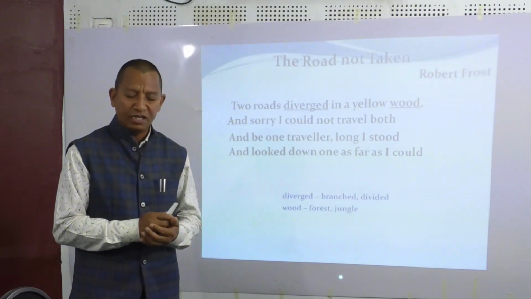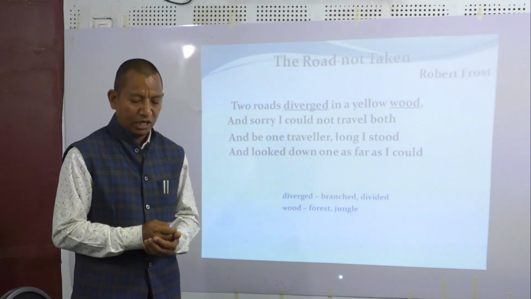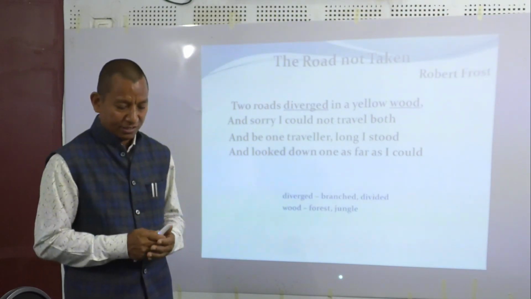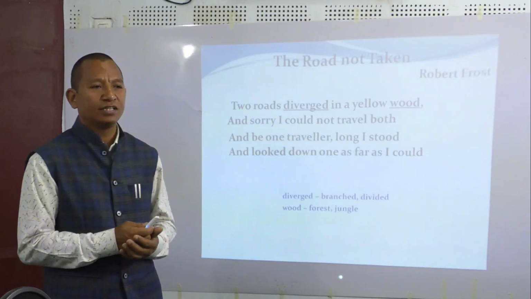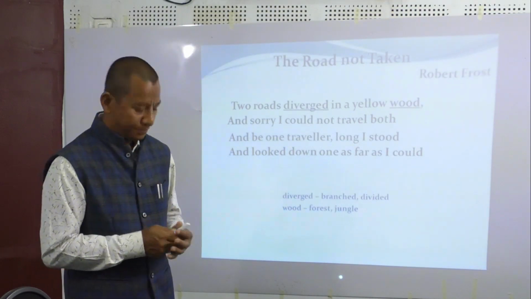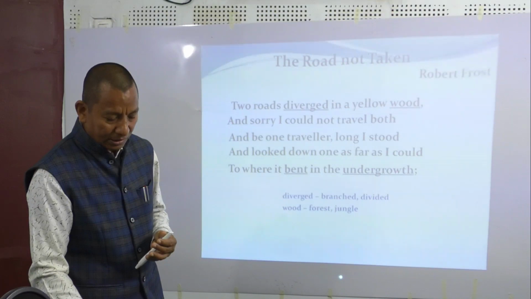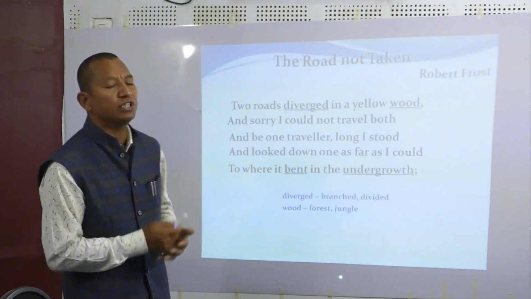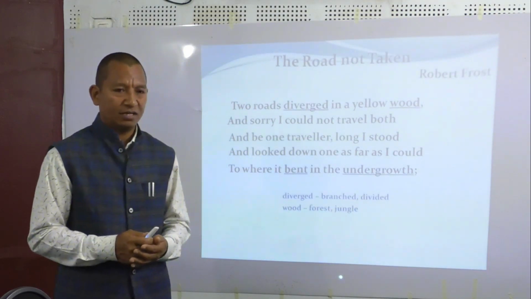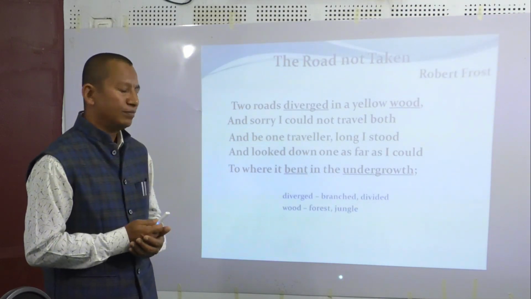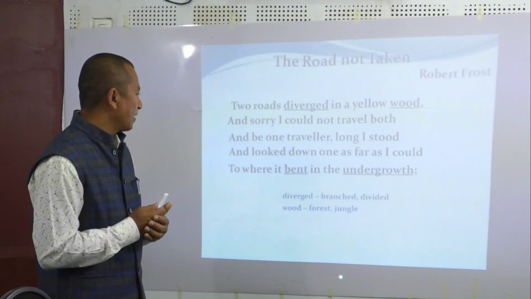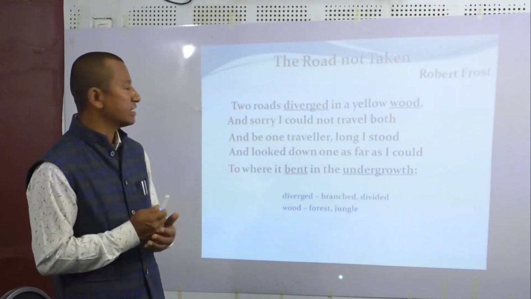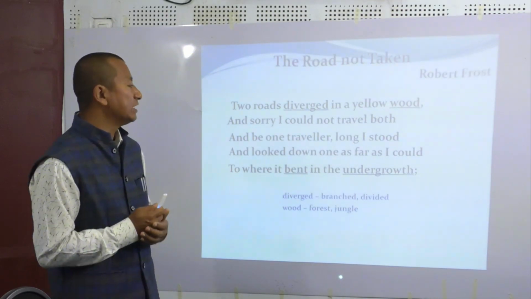So there he stands for long, looking down as far as he could. There he tried to think which road to go, to where it bent in the undergrowth. As he was in confusion, in a dilemma about choosing the road he has to take, he stands for long and looks down as far as he can.